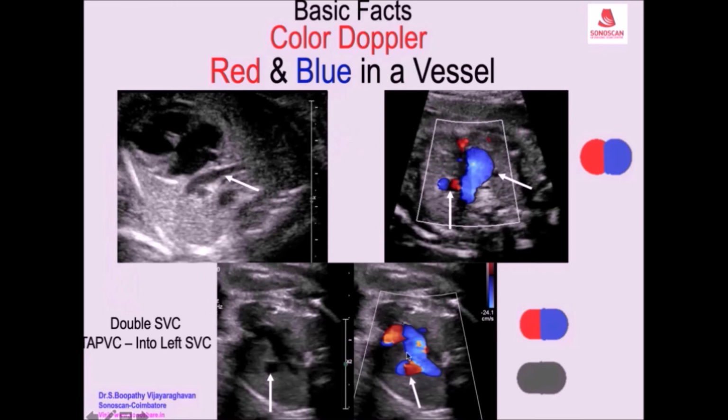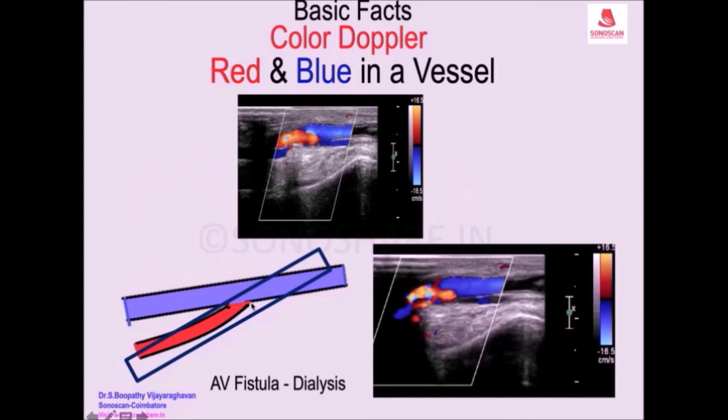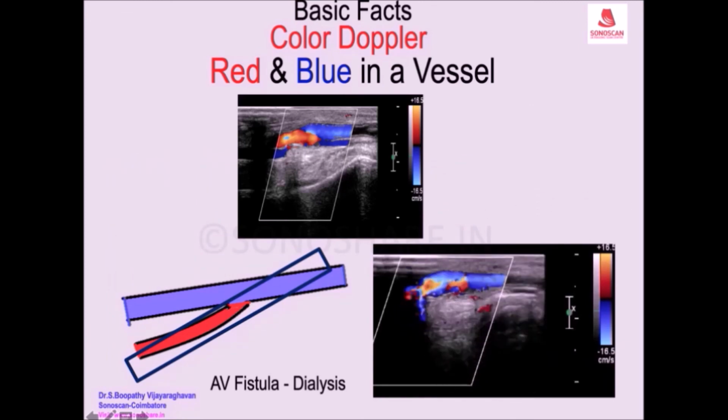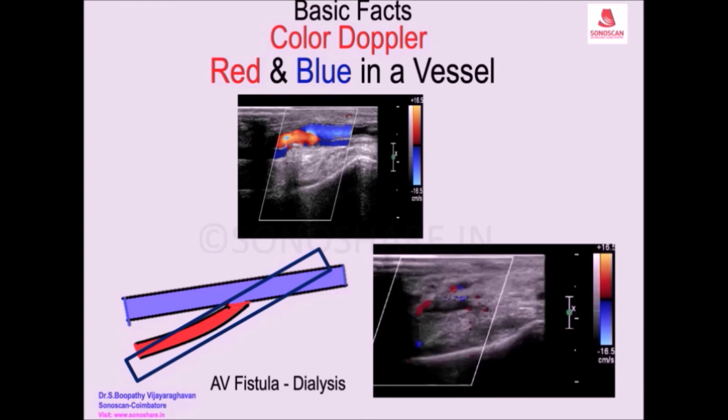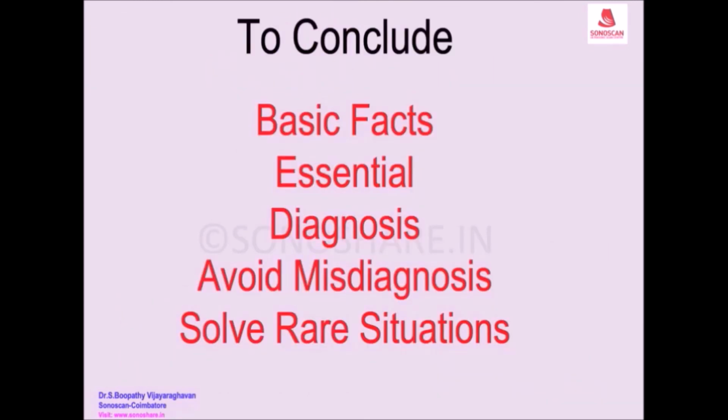So the confluent vein ascends up by the side of the left SVC and joins somewhere in the root of the neck, the upper part. So when you make a sweep, it joins the vein. So this is an AV fistula. This explanation of the color Doppler physics helps us to make this diagnosis and solve rare situations like the TAPVC, with the confluent vein ascending up by the side of the left SVC and joining it, which is very rare.